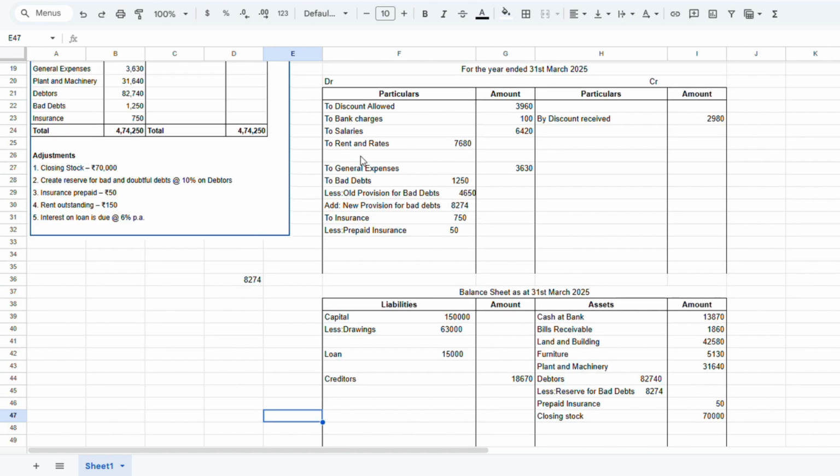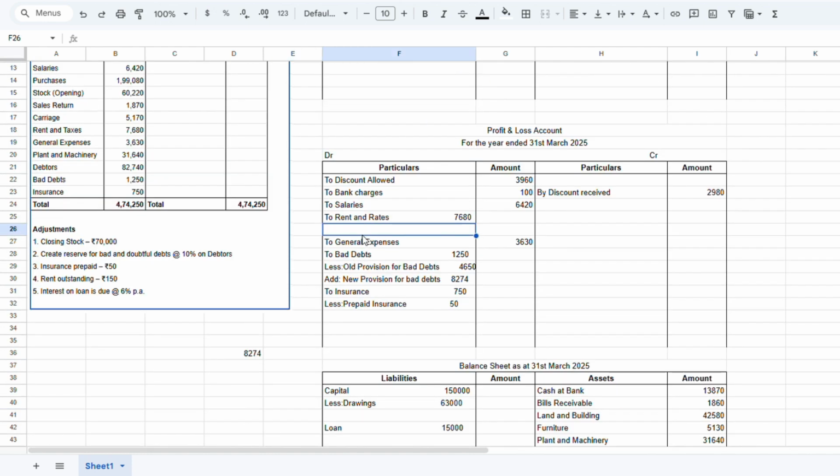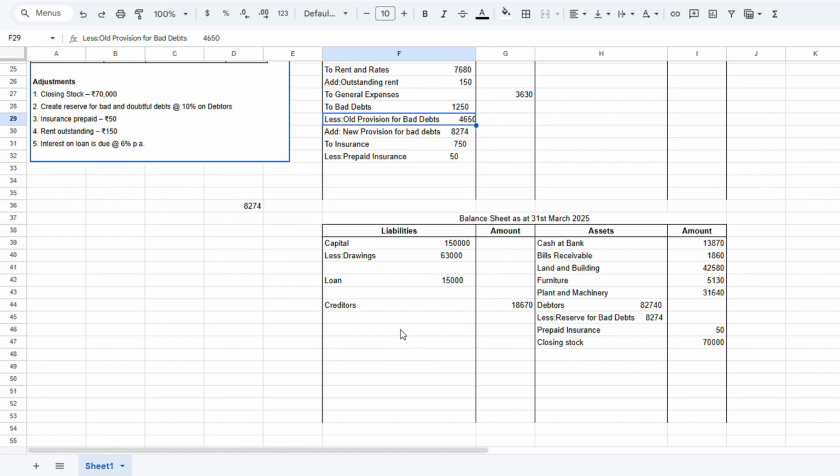Next we have rent outstanding 150. This is outstanding rent. We already have rent and rates, so we will add it to rents. The other entry we will record on the balance sheet, liability side, because we need to pay. Outstanding rent 150.